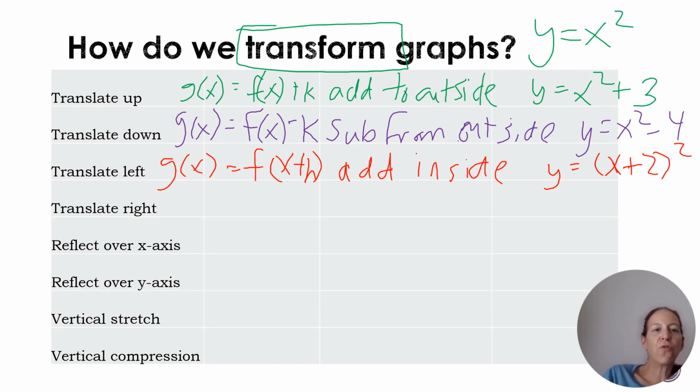All right, now to go right, we would subtract. So again, we kind of have that counterintuitive piece there. So to go right, we have g of x is equal to f of, and this would be x minus h. And again, that's backwards from what you might think it would be. You think, oh man, to make it go right, I should be adding, but it's not.